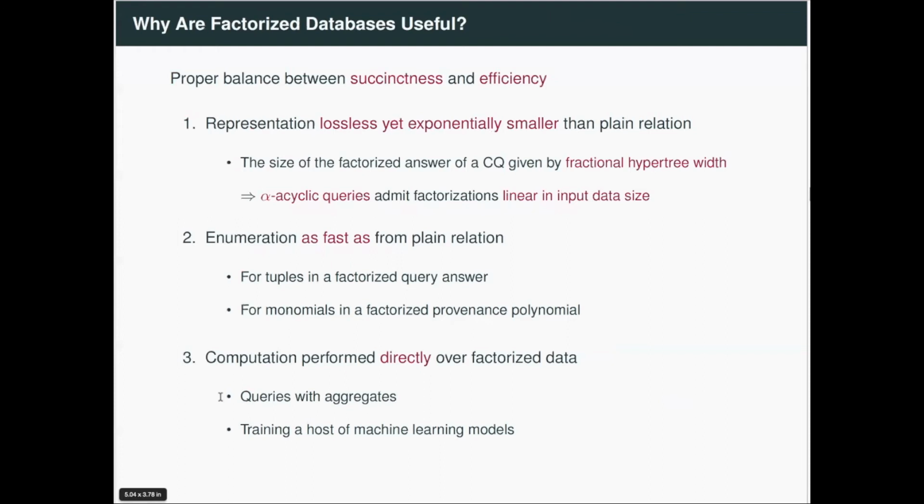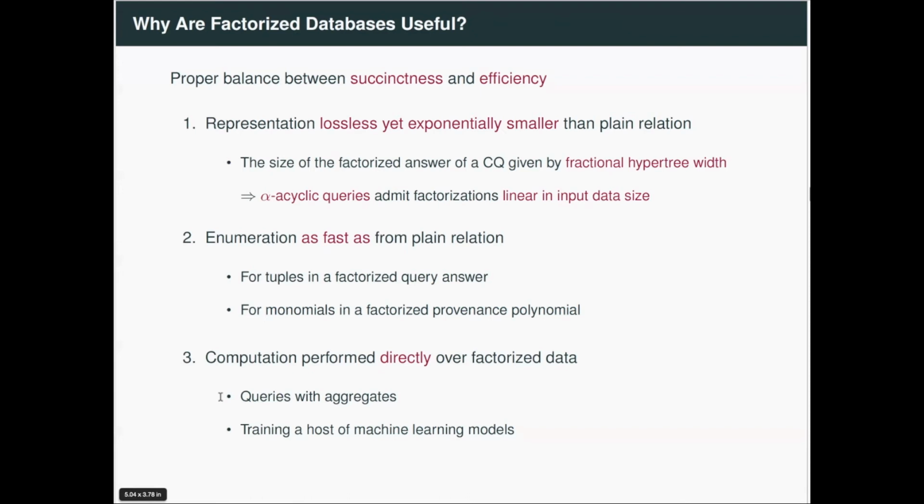So to summarize this, why are factorized representations useful? The short answer is that they give a proper balance between succinctness and efficiency of subsequent processing. For one, they are lossless, so they can represent the same tuples as in the plain relation, yet they can be much smaller. The major technical result here is the characterization of the sizes of factorized representations of the answers to any conjunctive query by the fractional hypertree width of the query.